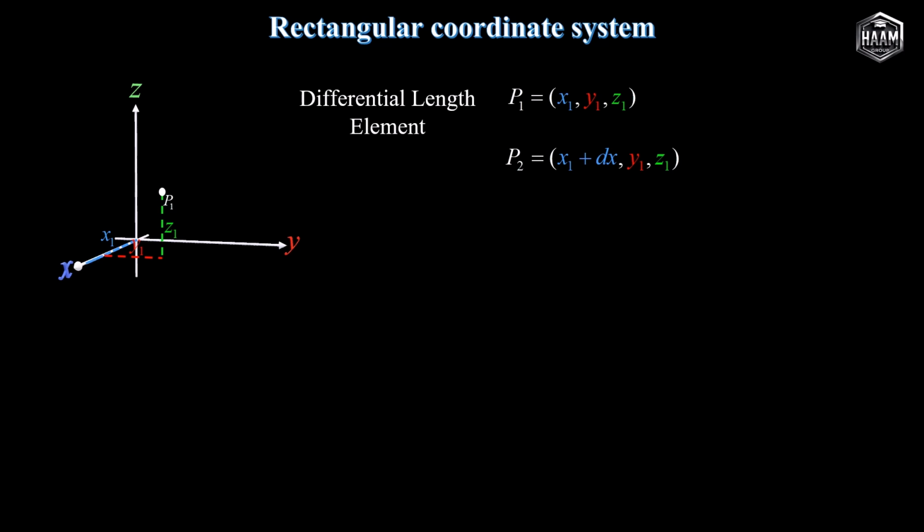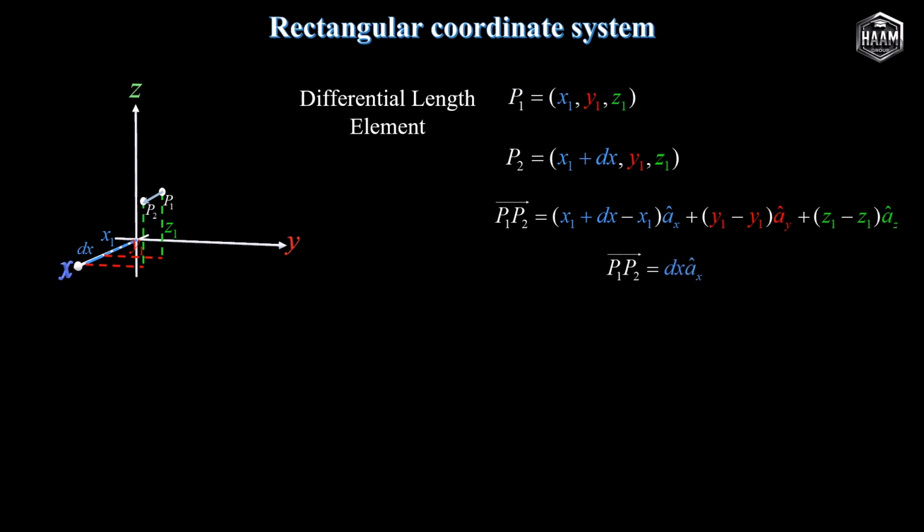This gives us a point P2 with coordinates x1 plus dx, y1 and z1. That is, we add dx to x while remaining at y1 and at z1 to arrive at point P2. Now we form the vector P1P2, and we obtain dx times a hat sub x. This is referred to as dl sub x, that is the differential length component along the x direction.